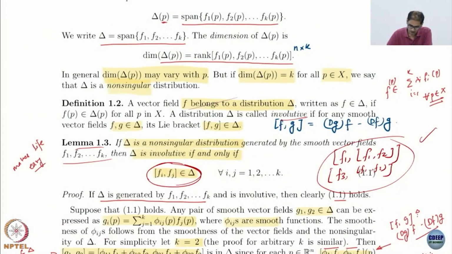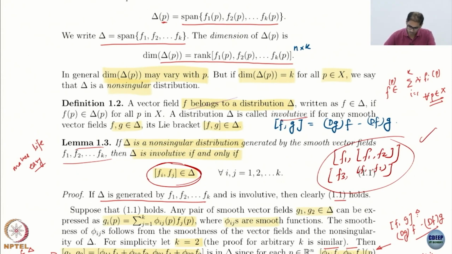So that's what I was saying, that this result is very powerful because it really gives an easy check. If I have k vector fields in the distribution, I just have to check their combinations. So kC2 and you are done. Check that their combinations belong to the distribution and you are good to go.